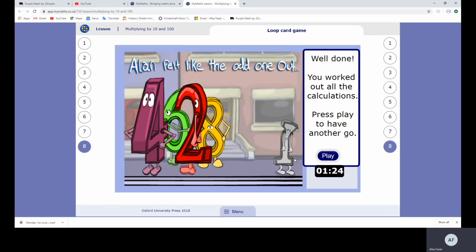This is your task for now, and then tomorrow's lesson, this task revolves around multiplying by 10 and 100. Tomorrow's task will go over dividing by 10 and 100, so you've had a bit of practice of it now, but tomorrow's task will be dividing, and today's is multiplication.